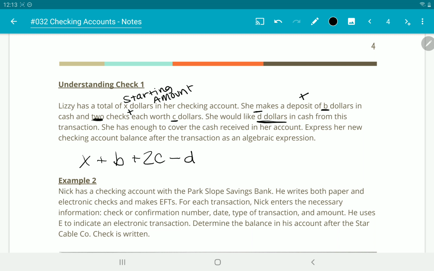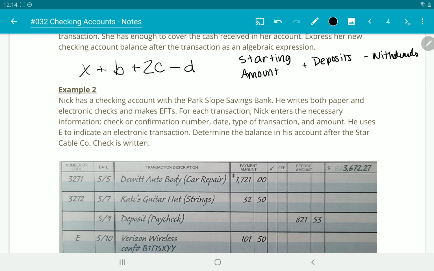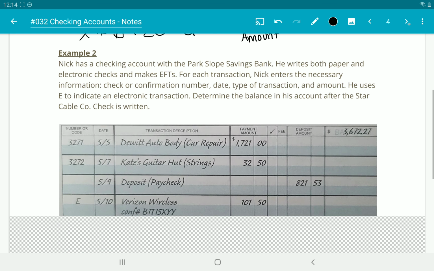So you would take the starting amount, add all the deposits, and subtract the withdrawals. And that's always how it's going to go. You take the starting amount, you add the deposits, and you subtract the withdrawals.